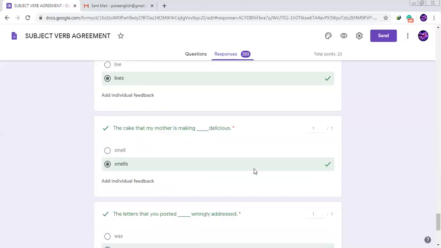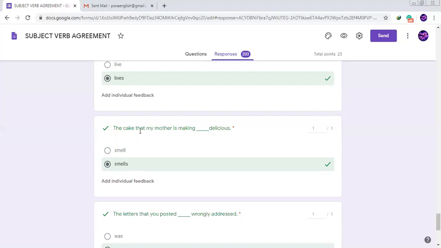And then, the cake that my mother is making, the relative pronoun "that". I told you, the relative pronoun "that" is referring to the cake. So the cake is singular, so the answer is "smells". The cake smells. If I say the cakes, what will be the answer? The cakes smell, but the cake smells. Please understand the difference. Cake, this word does not have "s", so the verb will have "s". The cake smells. When I say the cakes, it has "s", and it will not have "s" in the verb. So the cakes smell.